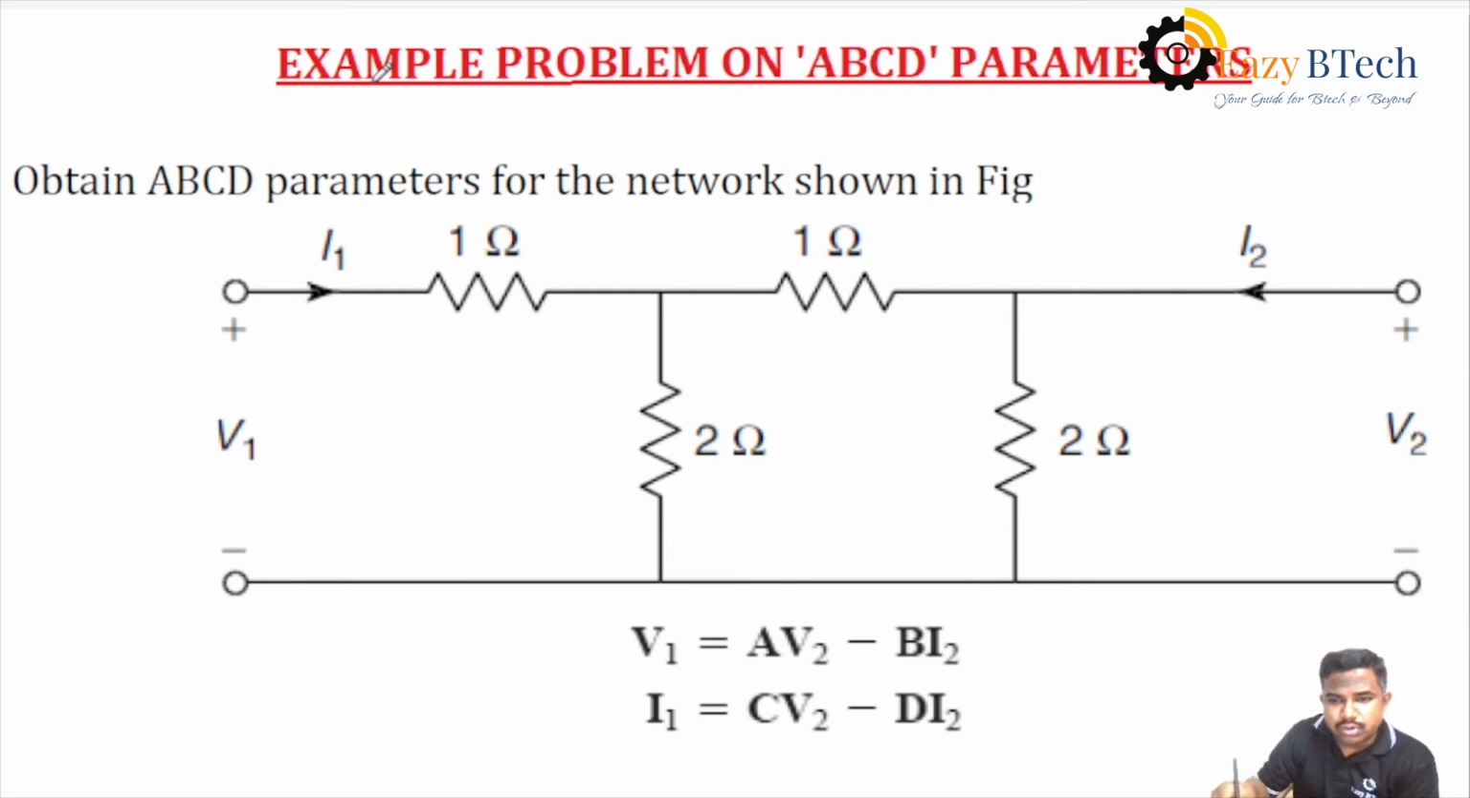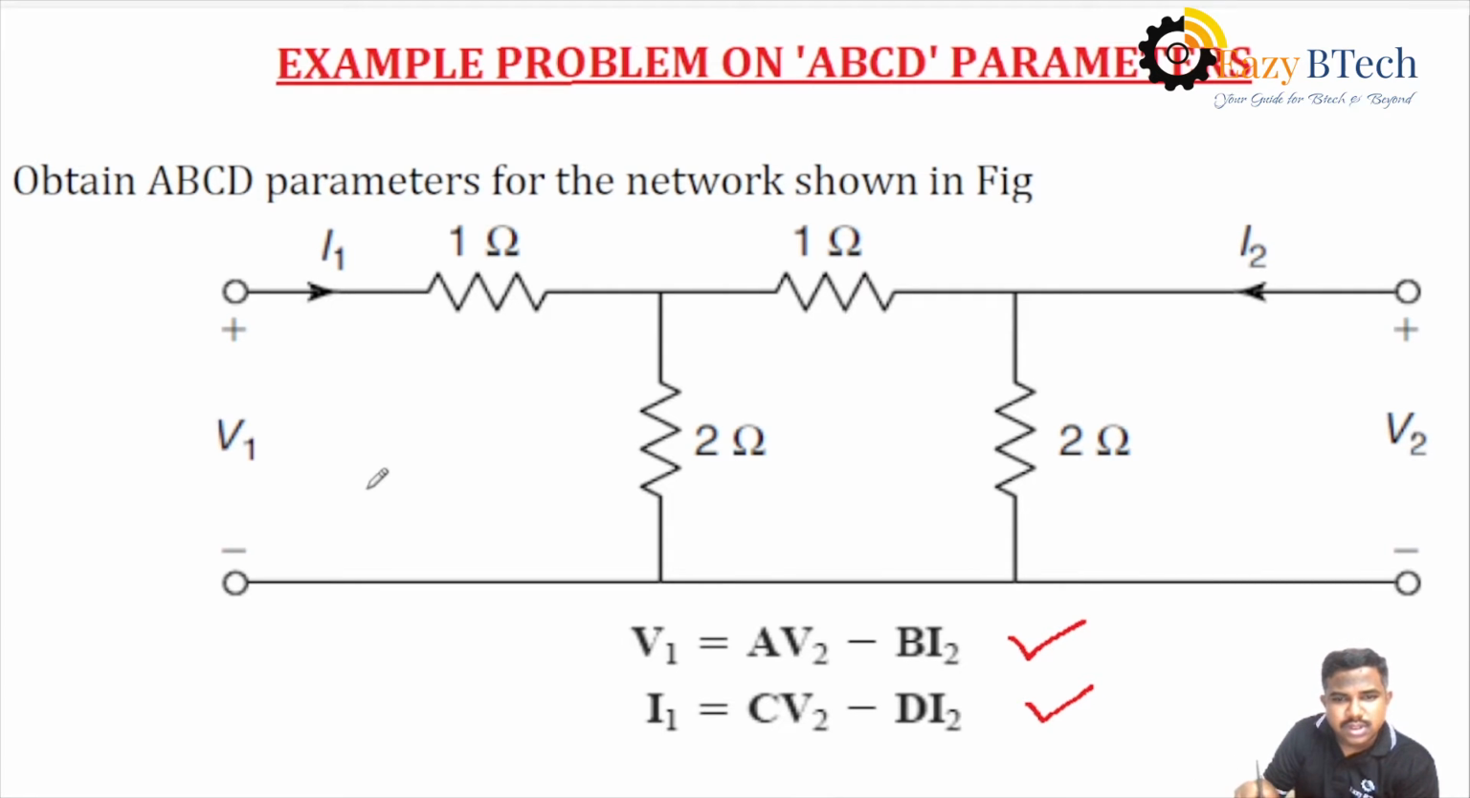We already know the standard equations of ABCD parameters are V1 equal to A into V2 minus B into I2, and I1 equal to C into V2 minus D into I2. Here you have to calculate the equations of V1 in terms of V2 and I2, as well as the equations of I1 in terms of V2 and I2.